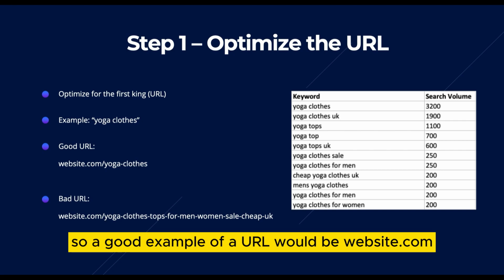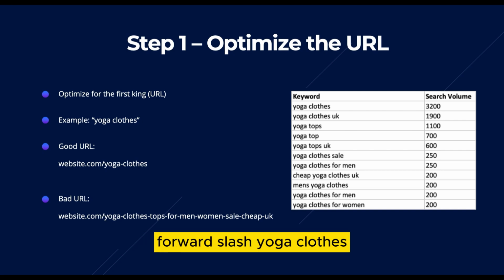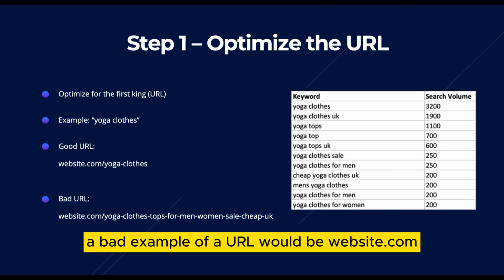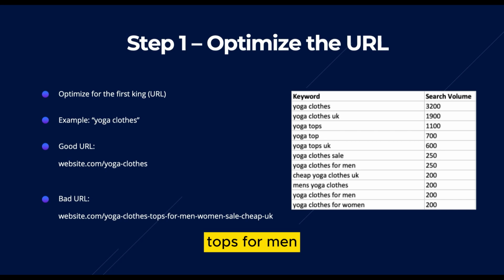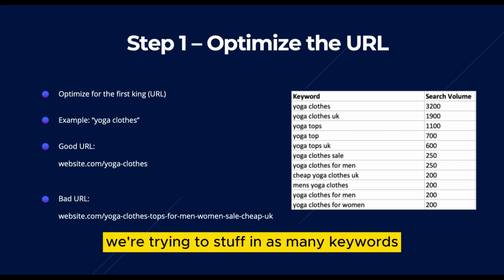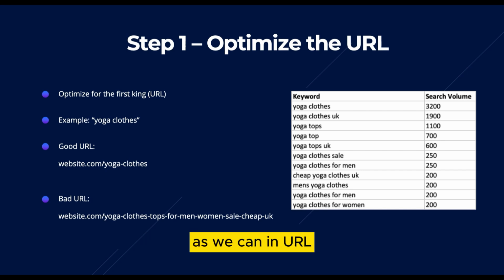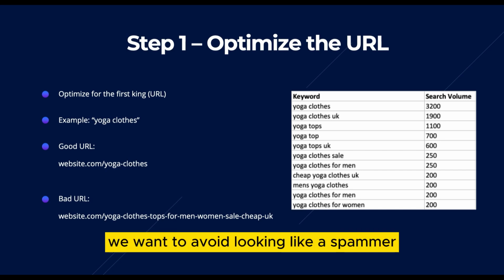So a good example of a URL would be website.com/yoga clothes. A bad example of a URL would be website.com/yoga clothes tops for men, women, sell cheap UK. As you can tell, we're trying to stuff in as many keywords as we can in the URL, and as a result, it looks very spammy. We want to avoid looking like a spammer, and ideally, we want to go for shorter URLs as well.